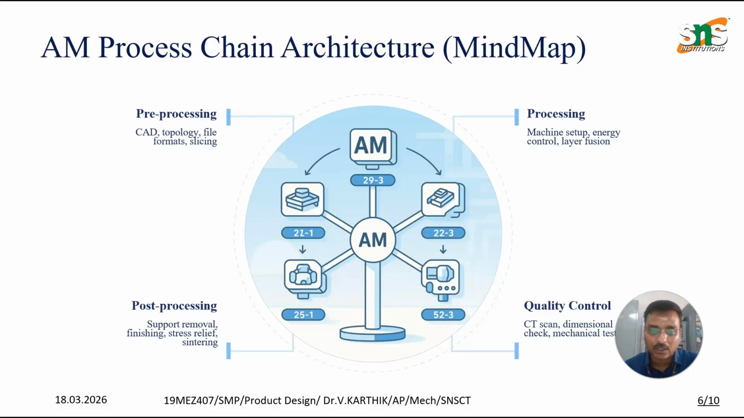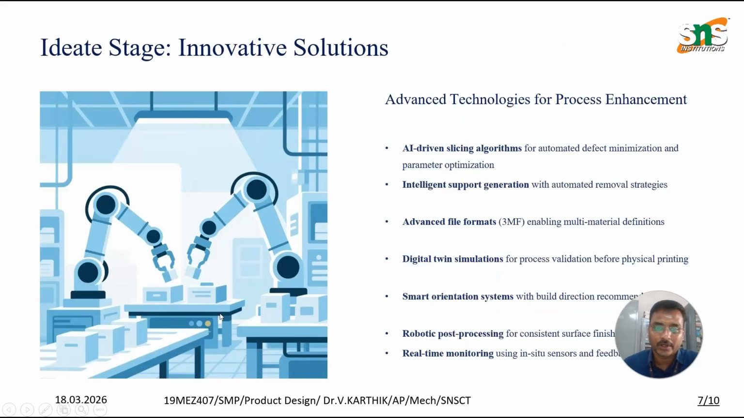Now the AM mind map, where the first one is the pre-processing, where the CAD design, the topology, file format, and slicing are all to be done. And then processing, where here the machine setup, energy control, and layer fusion are to be done. And then the quality control: the CT scan, dimensional check, and then mechanical test. And the post processing, where here the removal of the material, removal of the product, and then finishing of the product, and then stress relief and sintering in the heat treatment of the product.